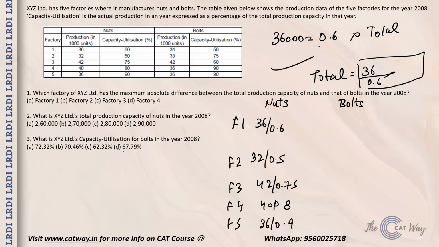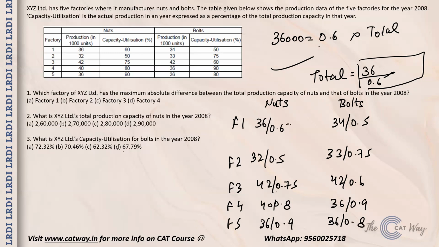Similarly, the same thing will be applied for bolts. So here it is 34 divided by 0.5, 33 by 0.75, 42 by 0.6. Then you have 36 by 0.9, and again you have 36 by 0.8. So this is what we have.